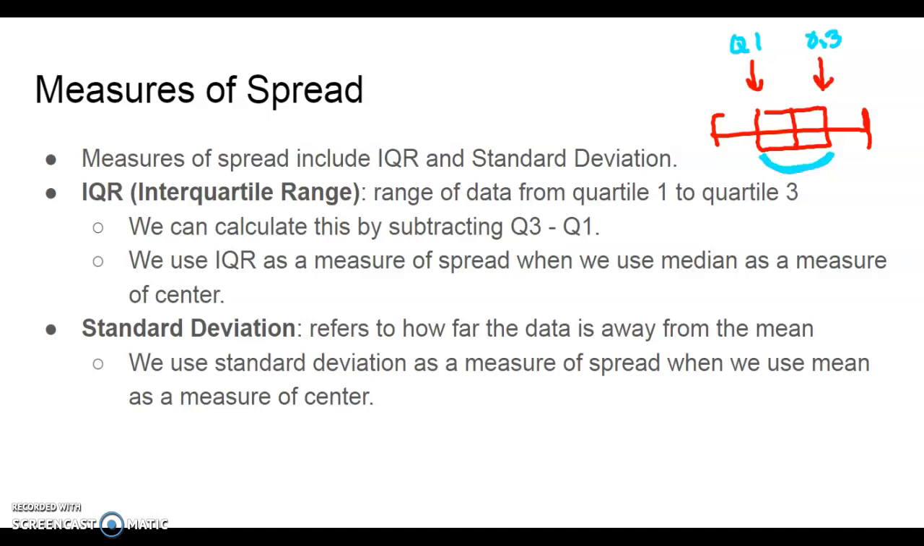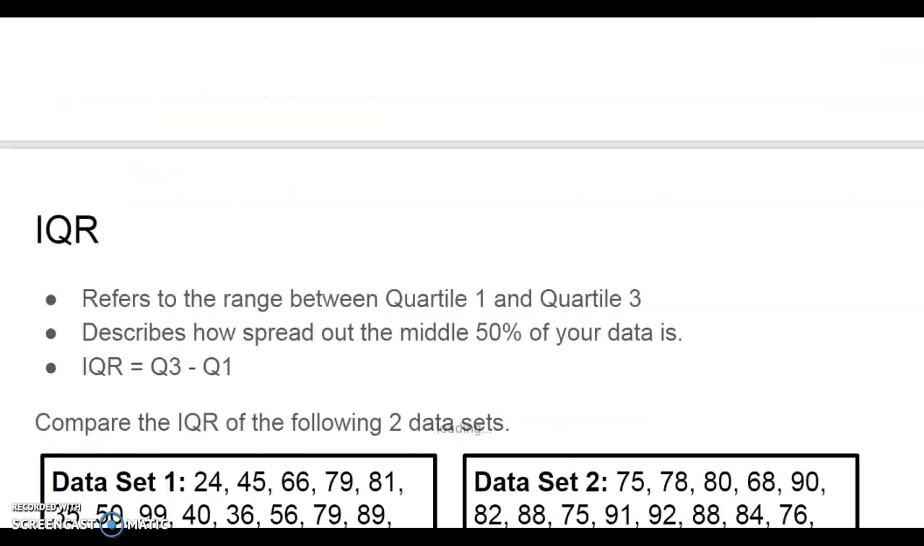We only use IQR as a measure of spread when we use median as a measure of center, which makes sense because on our box plot, median is our measure of center. We don't have mean, so it makes sense that we would use IQR when we're thinking about median as our measure of center. Our second measure of spread is standard deviation. This refers to how spread out the data is, or how far away our data is from our mean. So we're going to use standard deviation as a measure of spread when we use mean as a measure of center.